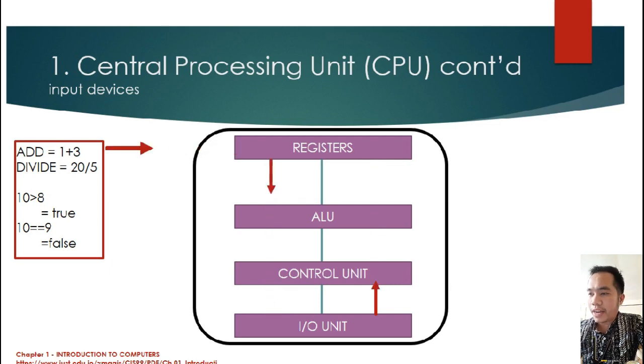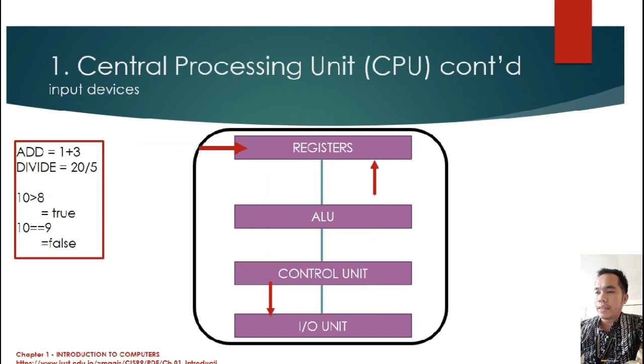Now, si control unit, siya ang nagko-control kay ALU. So, how is it? So, control unit tells the ALU to what? Based on our first instruction, control unit tells the ALU to add 1 plus 3. So, even though si ALU ang nagpe-perform ng arithmetic, but it waits for the instruction to be given by the control unit. So, siya ang nagko-control, siya ang nag-give ng instruction kay ALU na this one is to add, this one is to divide, this one is to compare if it is a logical comparison.